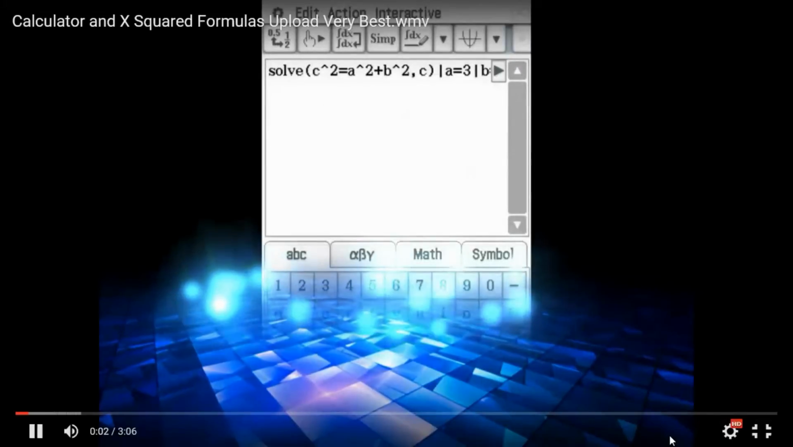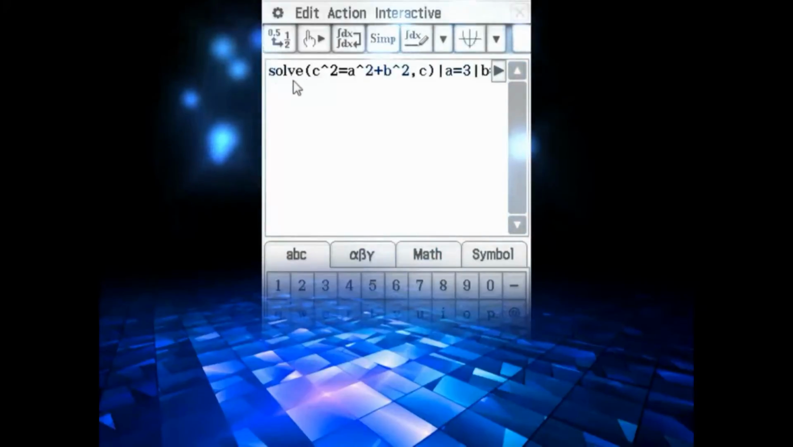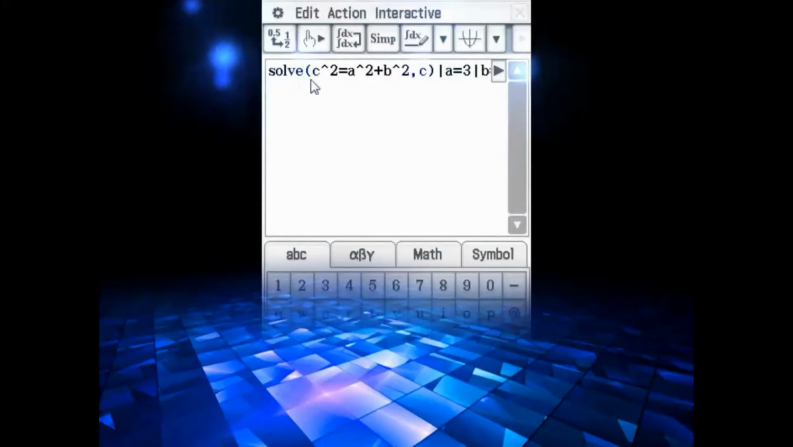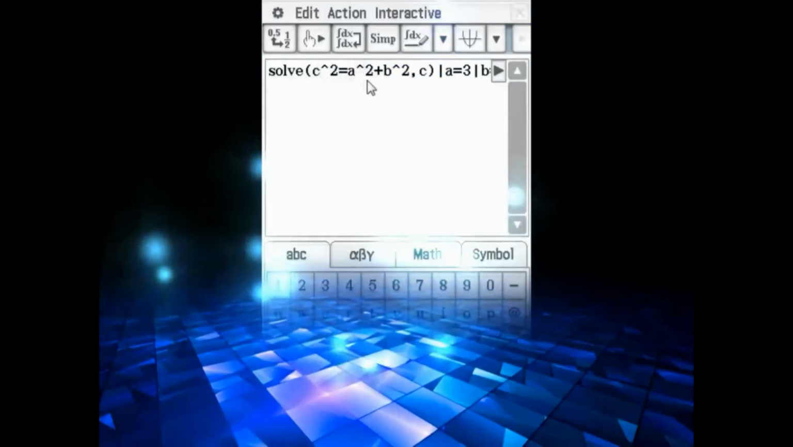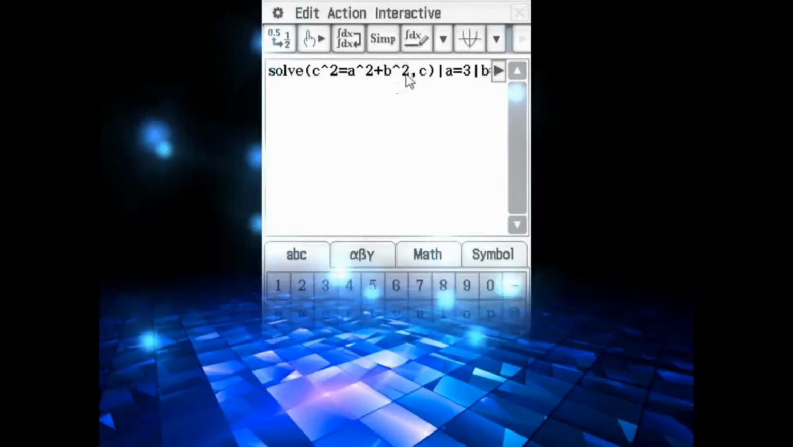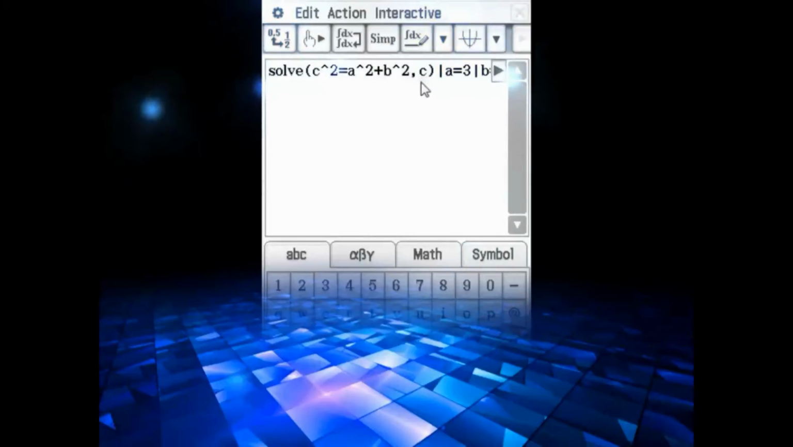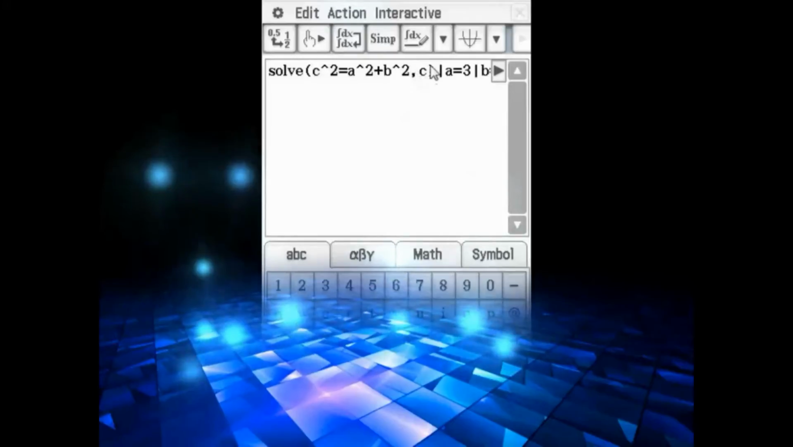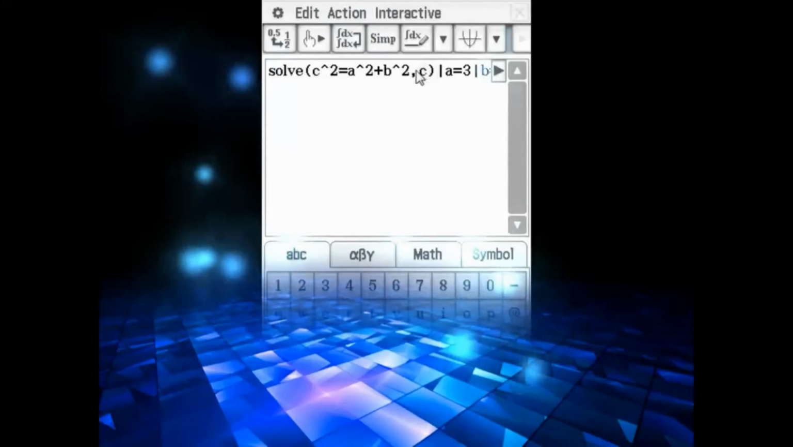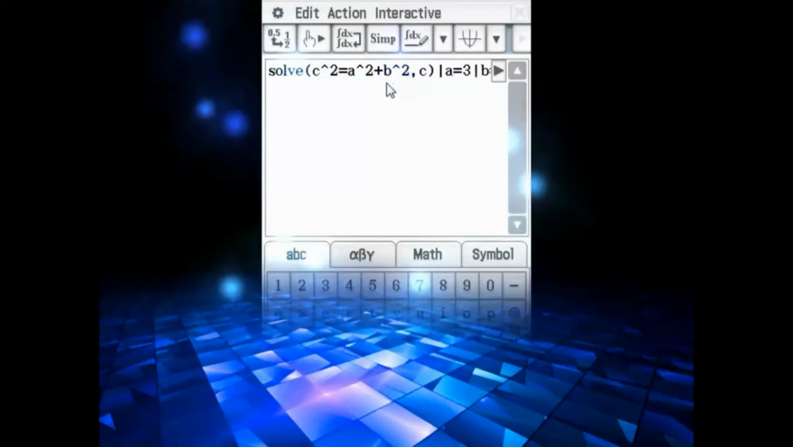Just as we do with equations, we can use the solve function with some of the newer math graphing calculators to solve formulas. In this case, c squared equals a squared plus b squared. Since we have more than one variable in our formula, we need to tell the calculator which variable it is solving for. So in most calculators, you need to specify the variable with a comma in order to tell the solve function which of the variables it's solving for.